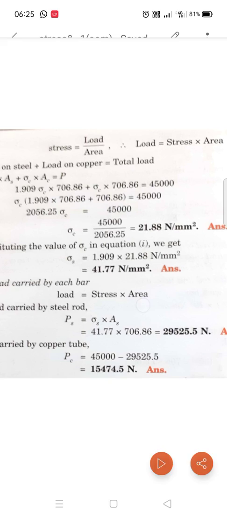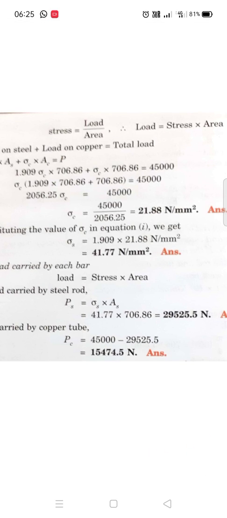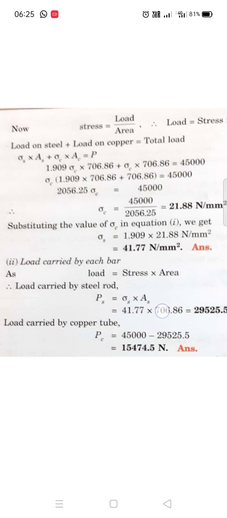Now applying rho C to find rho S. Already we know rho S is equal to 1.909 into rho C, which is 1.909 into 21.88 Newton per mm square, equal to 41.77 Newton per mm square.